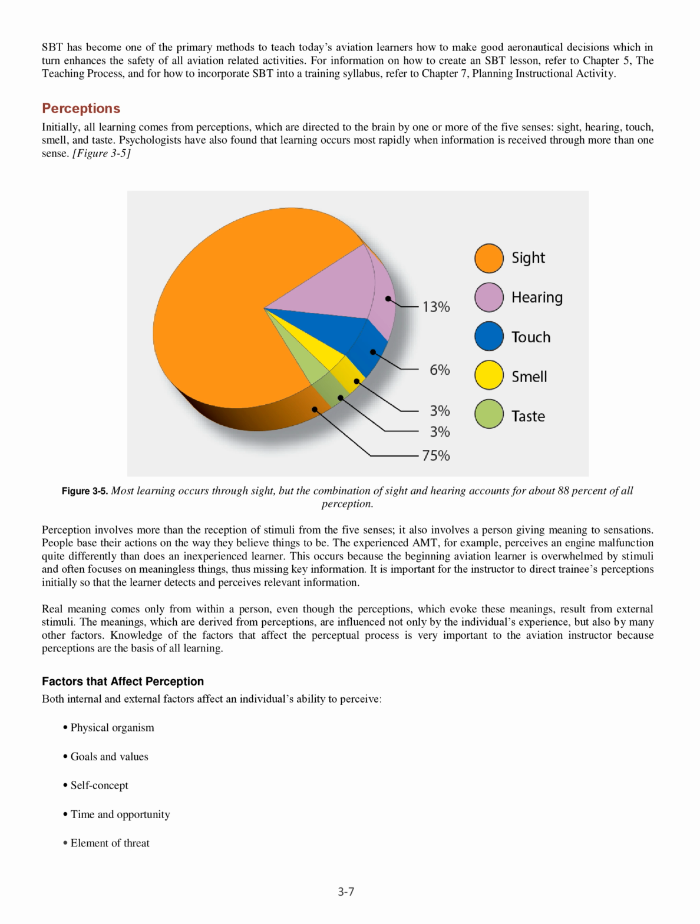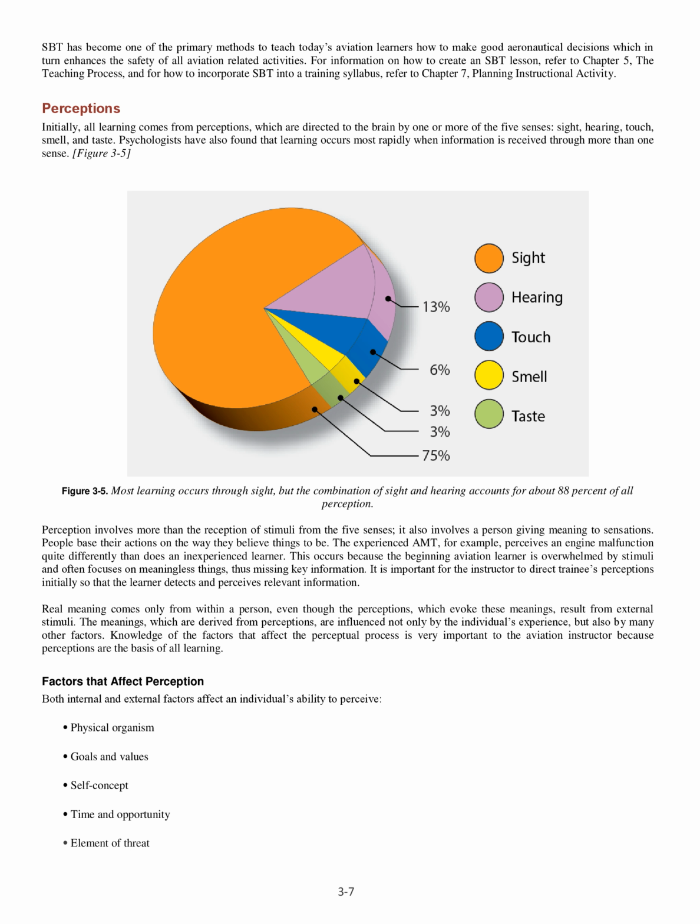The experienced AMT, for example, perceives an engine malfunction quite differently than does an inexperienced learner. This occurs because the beginning aviation learner is overwhelmed by stimuli and often focuses on meaningless things, thus missing key information. It is important for the instructor to direct trainees' perceptions initially so that the learner detects and perceives relevant information. Real meaning comes only from within a person, even though the perceptions, which evoke these meanings, result from external stimuli.